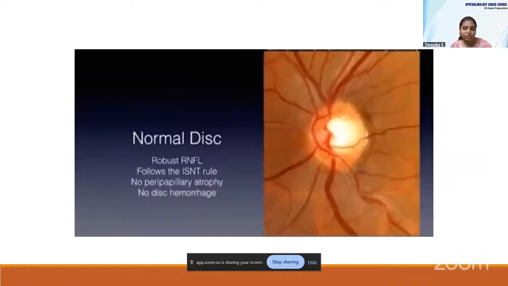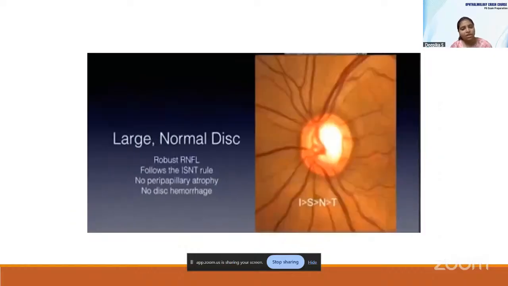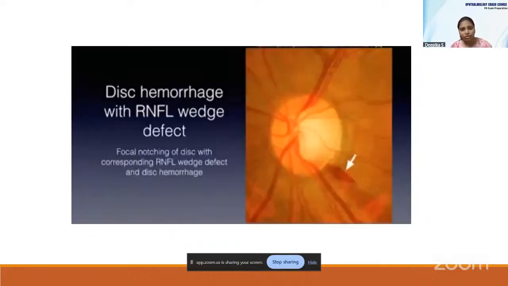Some of the examples I would like to discuss. This is a normal disc with a robust RNFL. Follows the ISNT rule, no peripapillary atrophy, no disc hemorrhage. It's a normal disc. Here again, we see a large cup, but again, it follows the ISNT rule and the neuroretinal rim is pink and healthy, so it's normal.